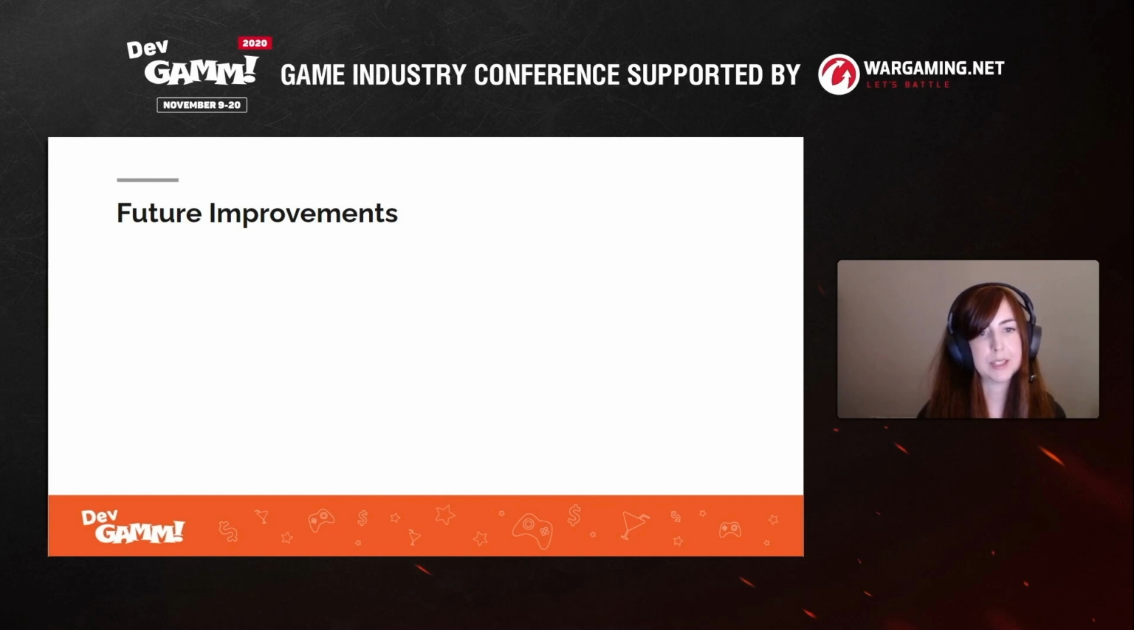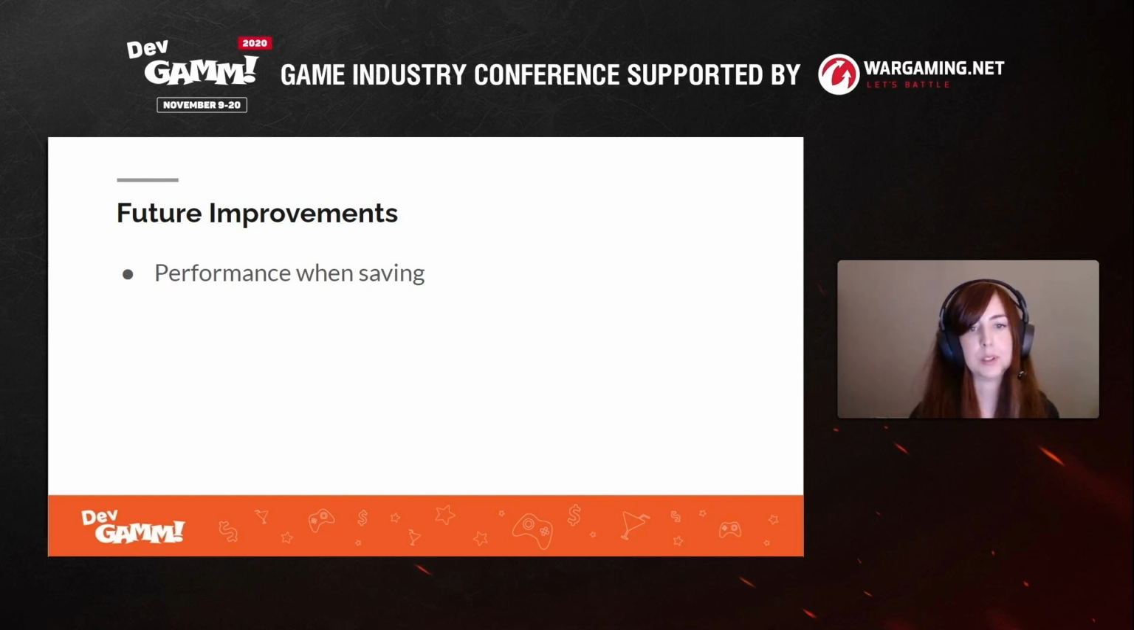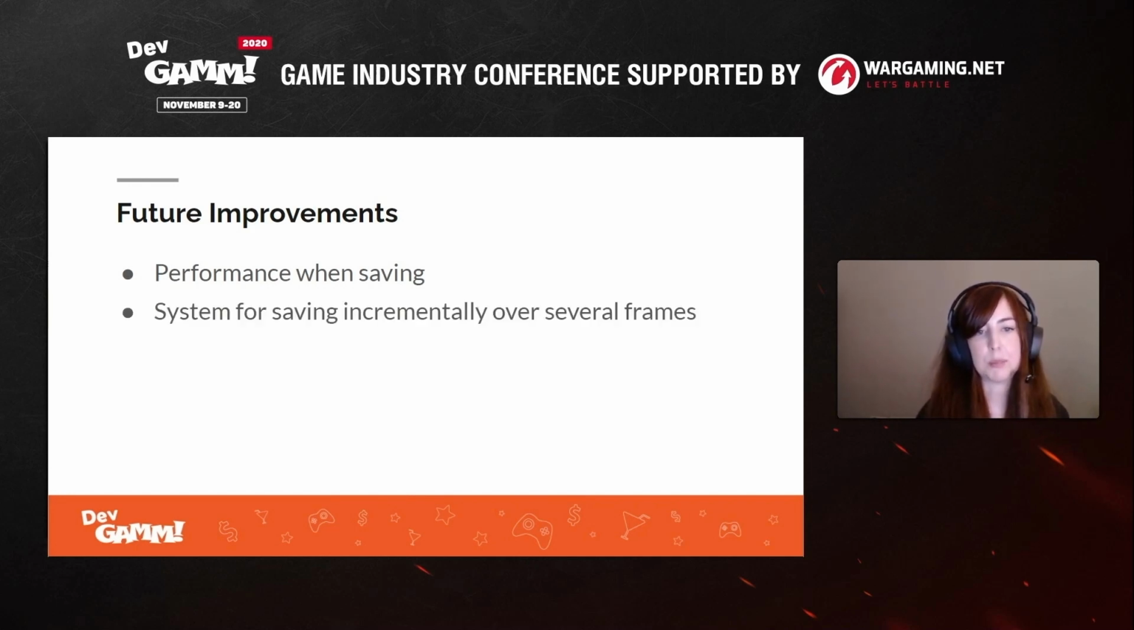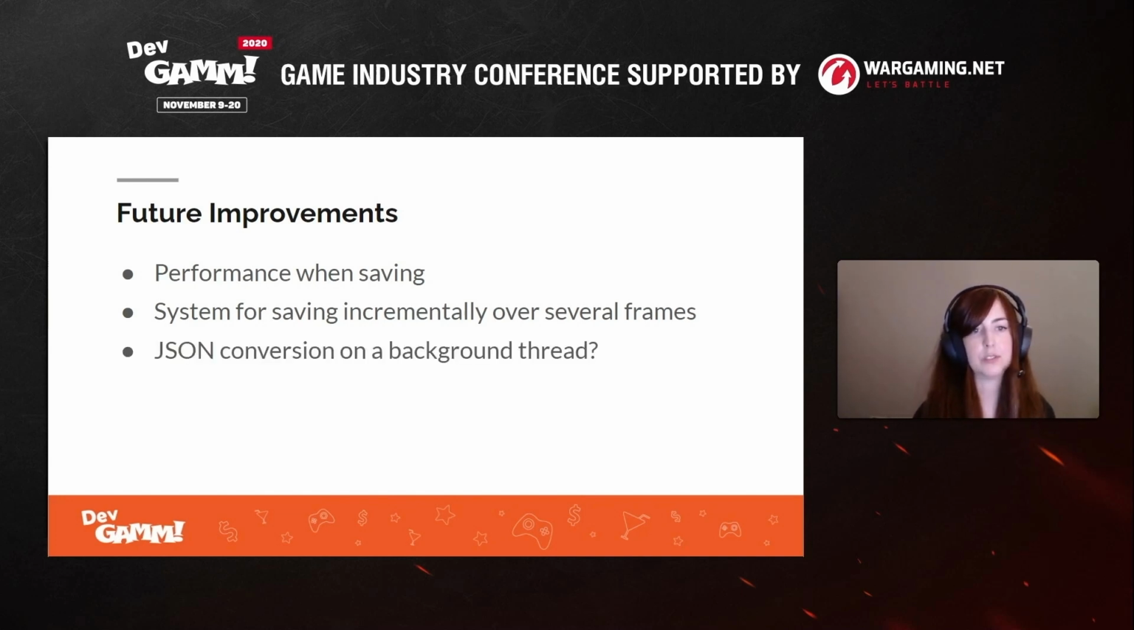So we have some ideas for how to further improve these systems. The main thing that we want to do is reduce the time it takes to save the game, so that we can avoid frame drops. And one idea is to make it possible to save incrementally over several frames, either by time boxing the save operation or by moving the JSON conversion to a background thread.